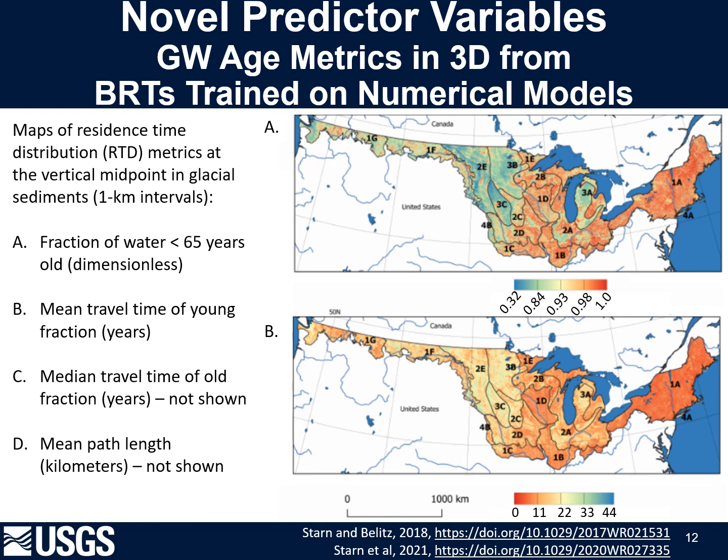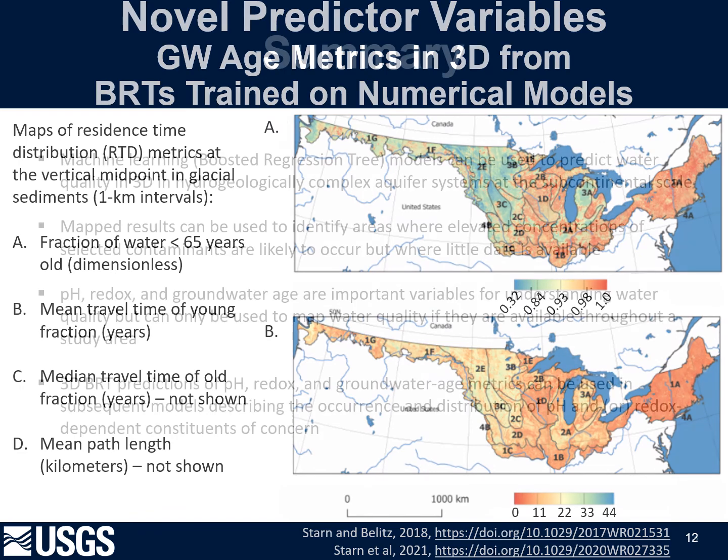So as I mentioned, there were a number of metrics that served as response variables. That was fraction of young water extracted from the numerical modeling, mean travel time of young water, median travel time of old fraction of water, mean path length. And so what you see on the right are the results of some of this modeling. At the top, we see the fraction of young water. We can see in the Northeast and south of the Great Lakes, and kind of in the center there, we have younger water than we do in Michigan, the Glove, or out west where we had arid conditions. And at the bottom, we see not the fraction, but the actual mean travel time of that young fraction.